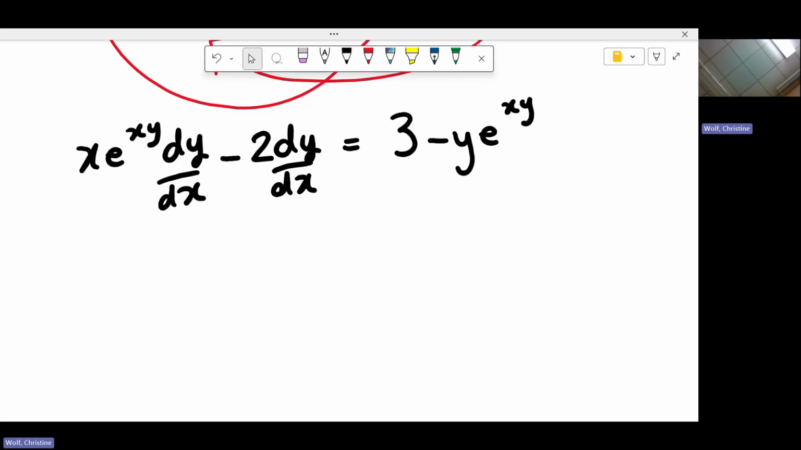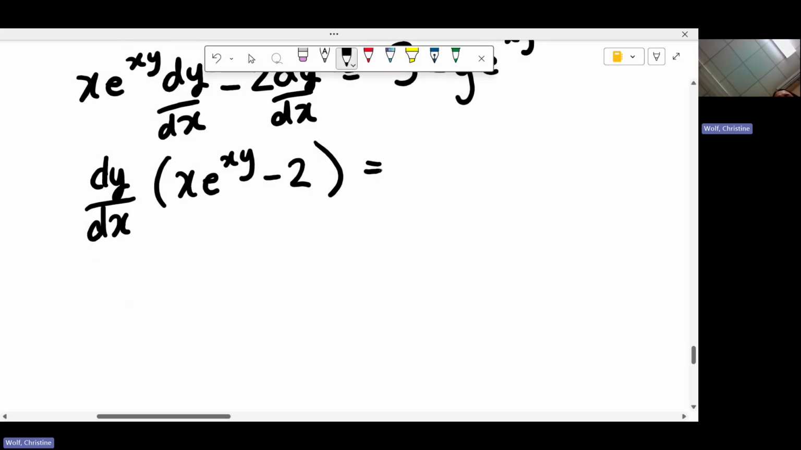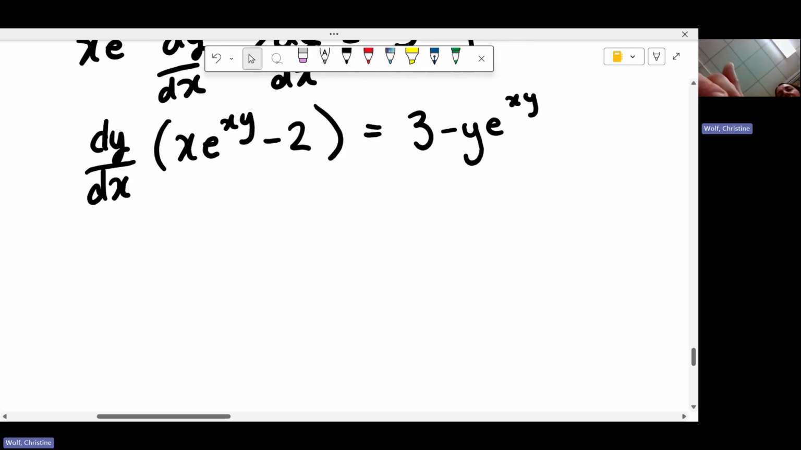On my left-hand side, factor it out. I am left with x e to the xy minus 2. Close it up. My right side is patiently waiting. Oh, I put an extra e in there. It should be 3 minus y e to the xy. I had an extra e in there. Okay. Final step, Keith.